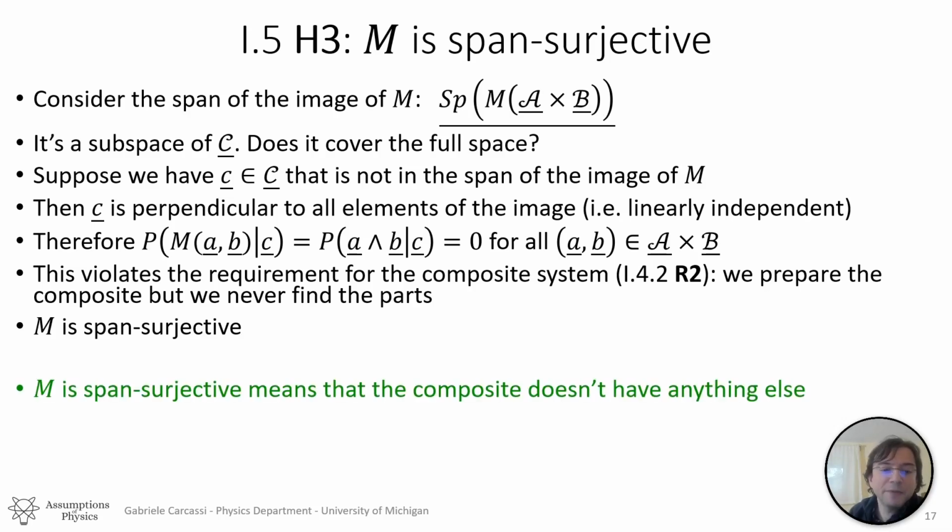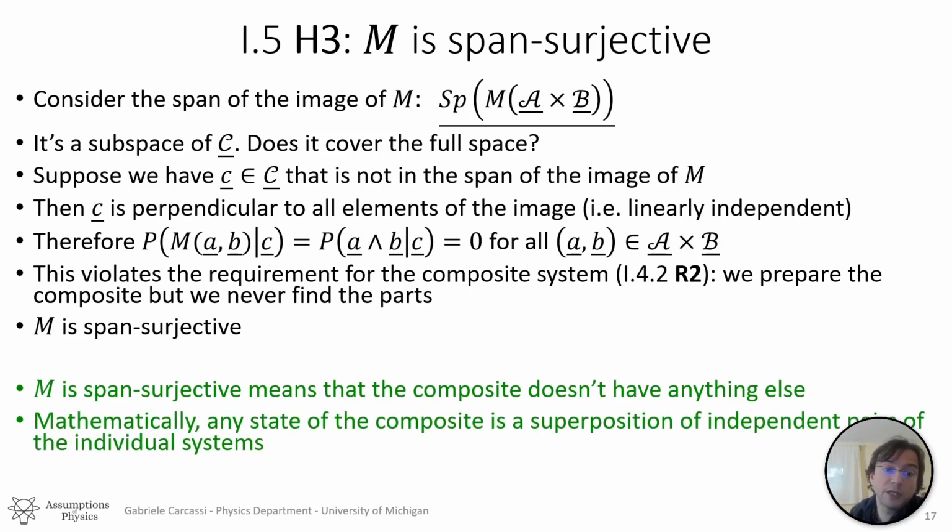Now the fact that M is span surjective means that the composite doesn't have anything else inside, because that was the condition that we expressed with that probability rule. And mathematically, this means that any state of the composite system is a superposition of independent pairs of the individual systems. So again, this is a necessity. It's not something that is reasonable. It's not something that is convenient. No, it's something that we need to have a meaningful composite system.